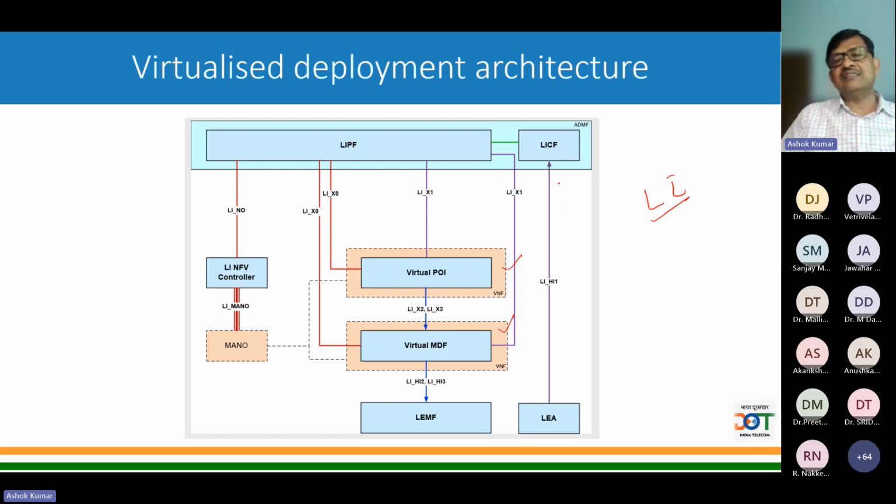In this case, since we have to make a virtualized deployment, I need a MANO for LI, management and orchestration. What I'm trying to say is that all these network functions related to LI can also be deployed on cloud, maybe on a VM environment, maybe on a container environment, or maybe on bare metal. So all possibilities are applicable even for LI architecture.